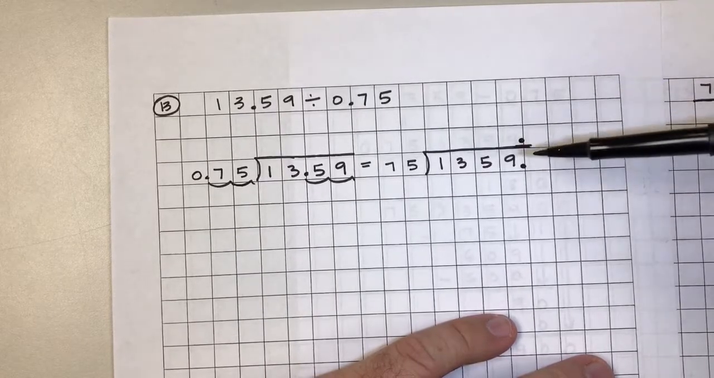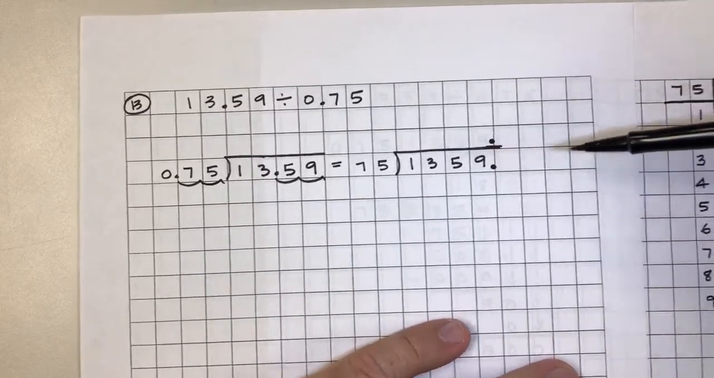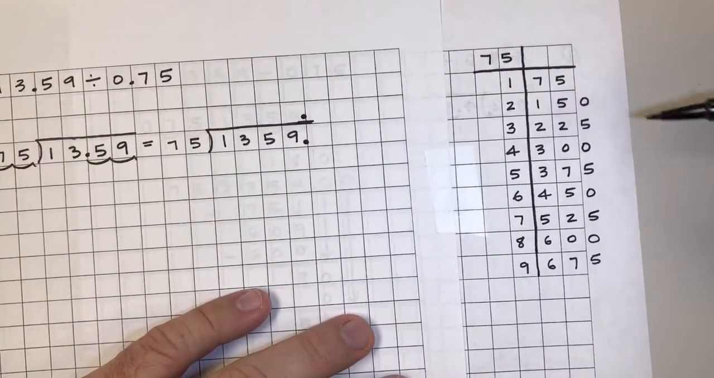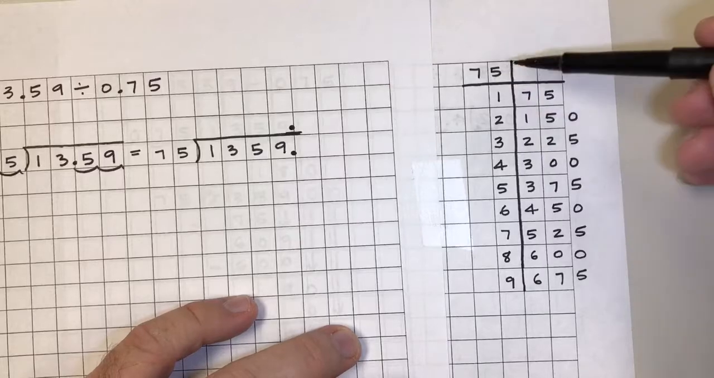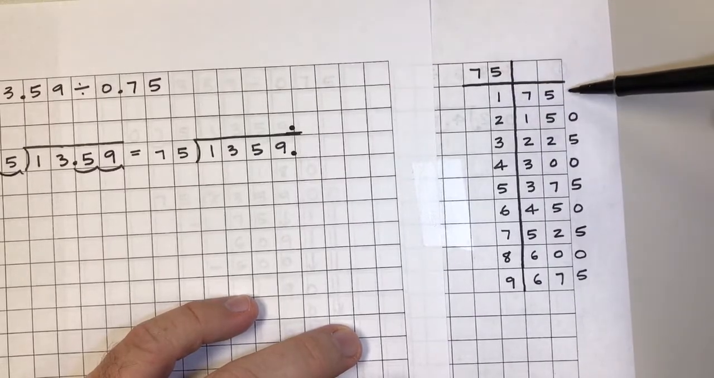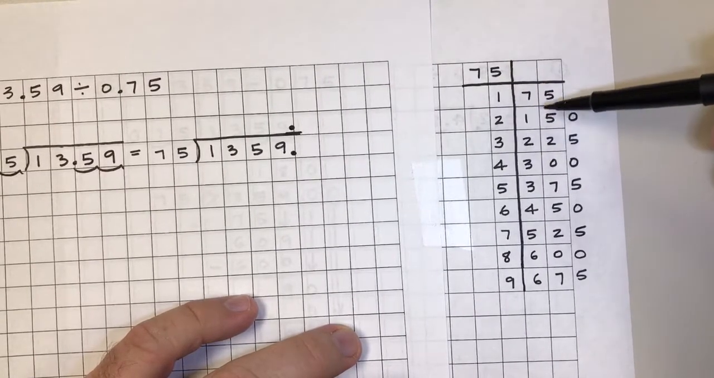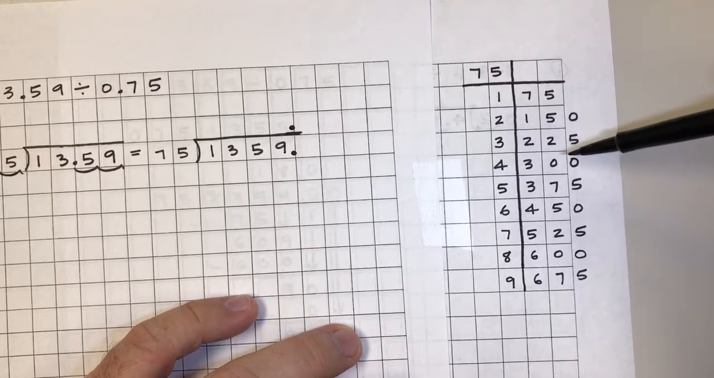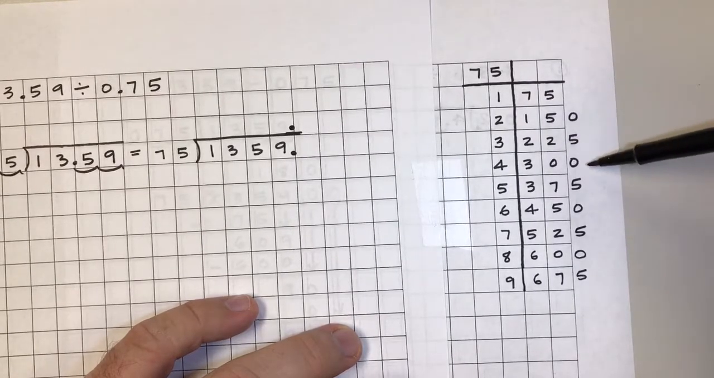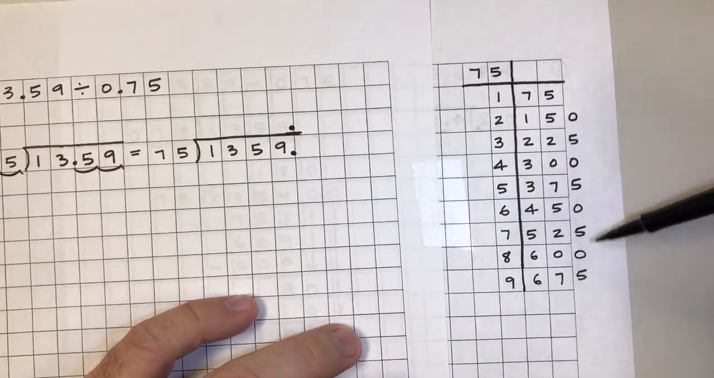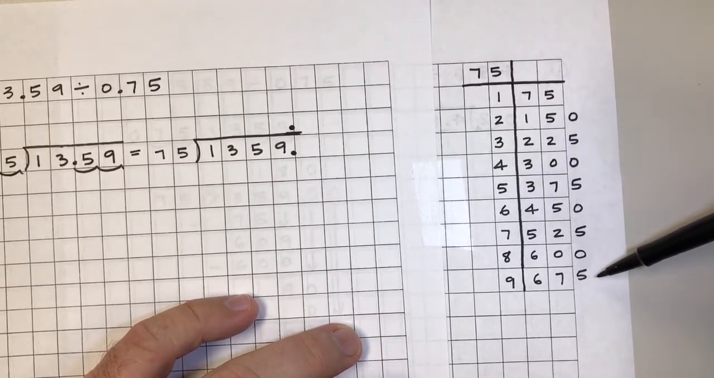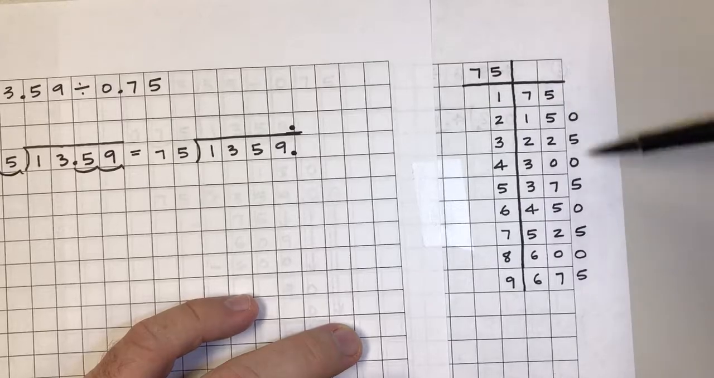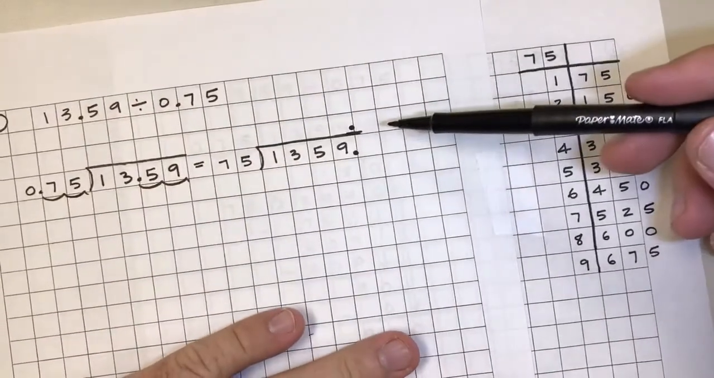So what I would do at this point is use a multiplication t-chart, or make a list of my facts to see what I'm going to need. So I've used a t-chart. 75 times 1 is 75. 75 times 2 is 150, and so on and so on. Each time it grows by 75. So I've gone all the way to 75 times 9 equals 675. I can use this to help me with my division.